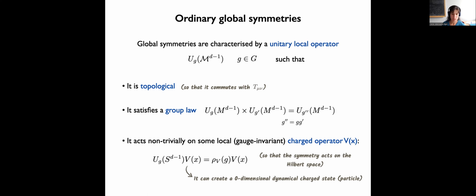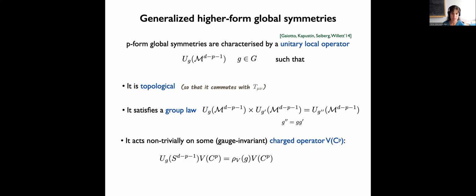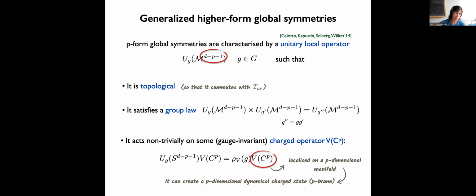So the generalization to higher form symmetries is that, as you all know, these operators now live on a d minus p minus 1 dimensional surface, and the charged operators are localized on p-dimensional manifolds. Okay, so the charges are carried by extended objects, in particular by p-dimensional dynamical branes.